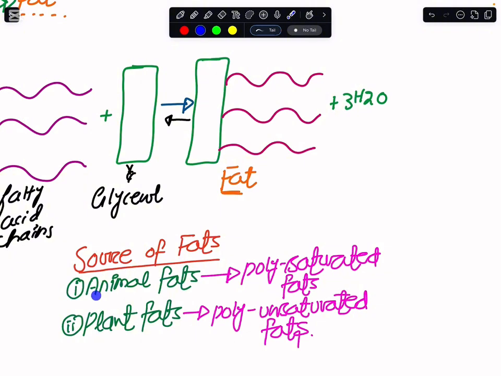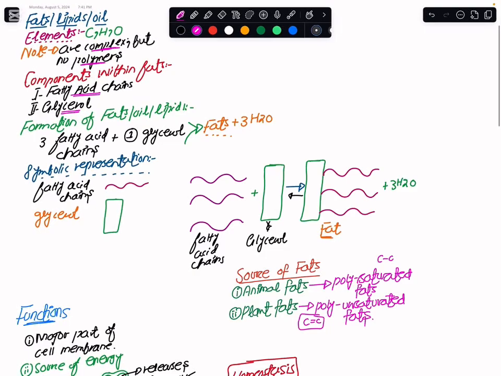Any fat that you obtain from animals is termed a polysaturated fat, and any fat that you obtain from plant sources is a polyunsaturated fat. Both the saturated and unsaturated fats have the same components, the glycerol and the three fatty acid chains, but the slight difference is that in the animal fat there would only be carbon to carbon single covalent bonds in their fatty acid chains. But in the fatty acid chains of the polyunsaturated fats, there would be carbon to carbon double covalent bonds. So that is why they are entitled polyunsaturated fats.